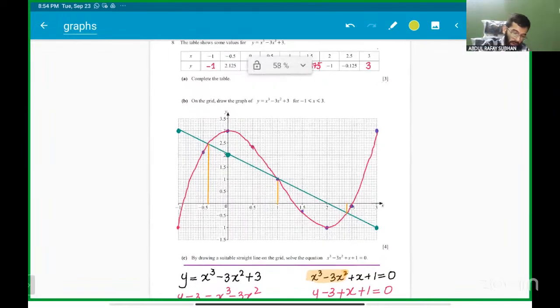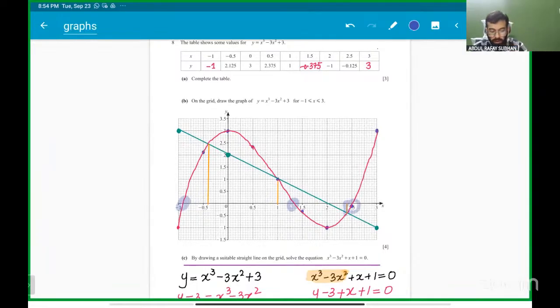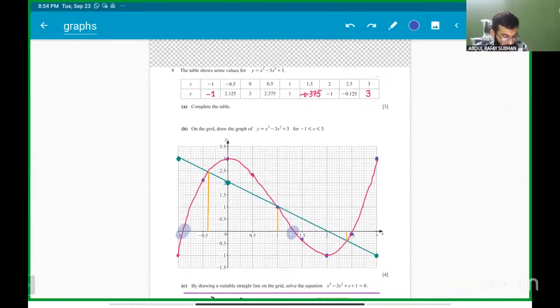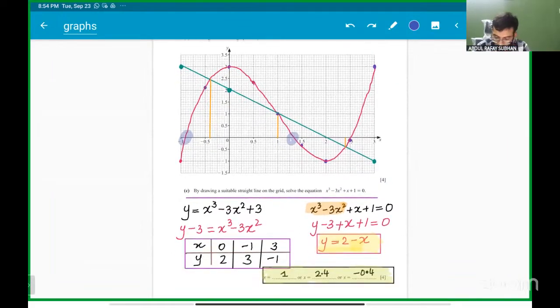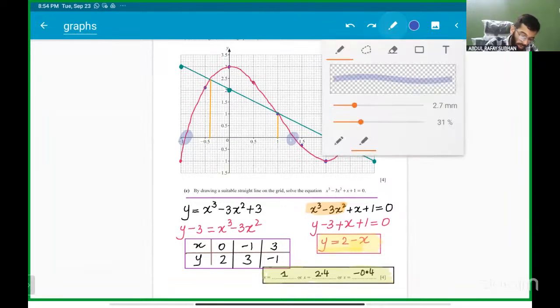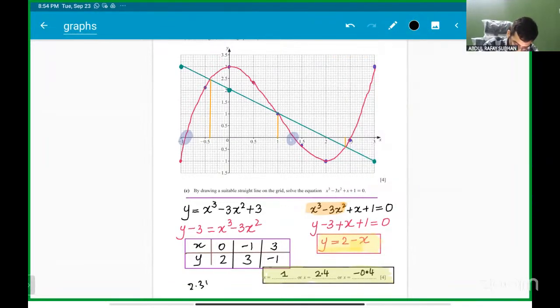Any questions? As we talked about, a cubic graph will always cut at 3 places. If you look at the original cubic graph, it's cutting at the 3 places. Everyone following, understanding that? Any questions, any doubts, anyone? Okay, so if you have got one answer, that's correct. If anyone has got between 2.35 and 2.45, that's also correct. And if someone has got between minus 0.45 and minus 0.35, that's also correct.